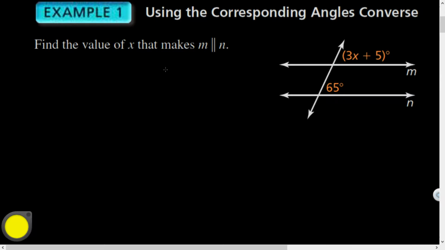Let's use the corresponding angles converse. It says find the value of x that makes m parallel to n. All right, tell me how to solve it. So we're going to try to make these congruent, and that's going to happen when these measures are equal. And now what do I do?